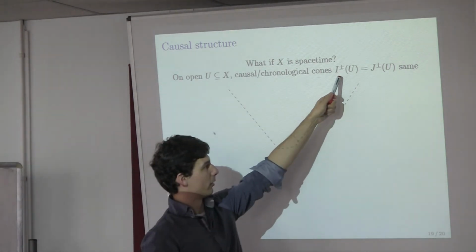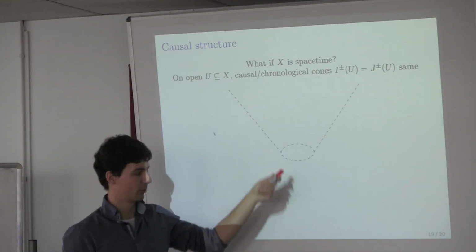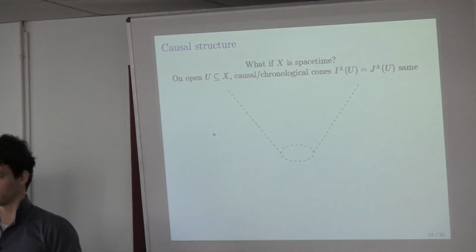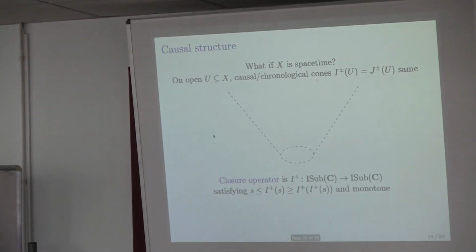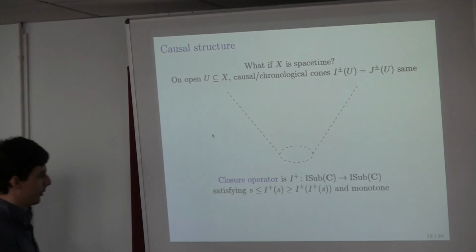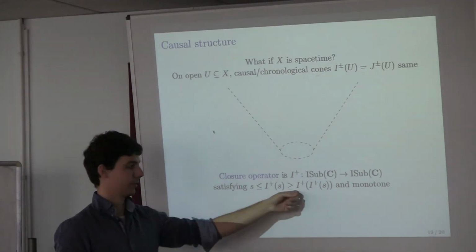Generally, you have the chronological future and the causal future. Generally, they're different, but if you start with an open subset, they're exactly the same thing. So that's great, we don't have to worry about that. We can model this categorically by just demanding a closure operator, because these future cones will always satisfy these properties.